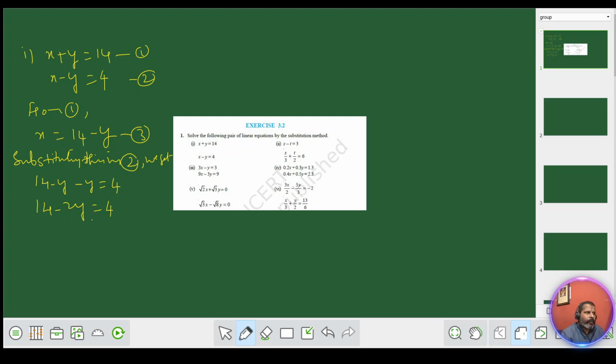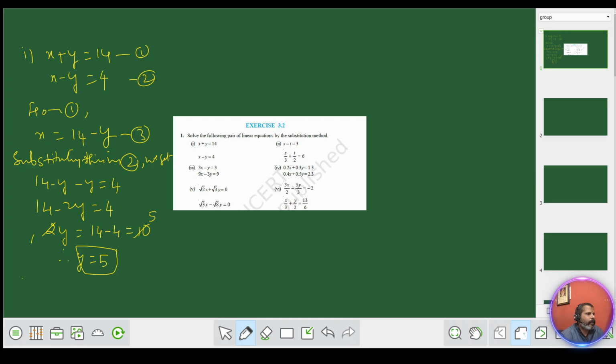So, I transpose 2y to the right hand side, and take 4 from the left hand side, reversing the sign. 2y is equal to 14 minus 4, that is 10. 2 fives are 10, so y equal to 5. Now you substitute this in 3.